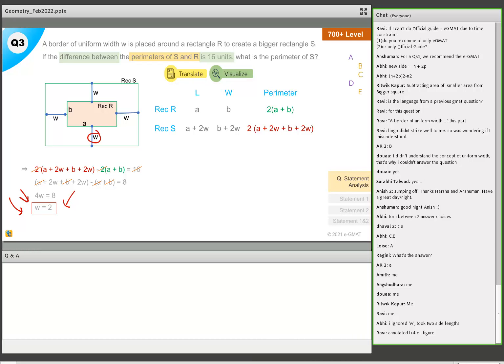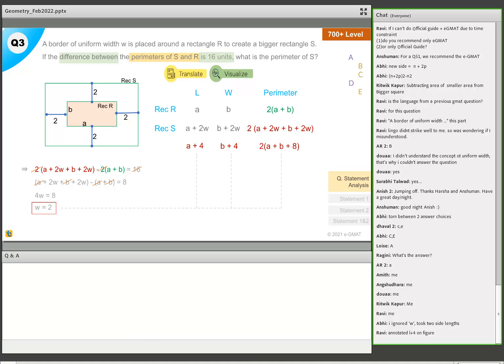What Ravi has said is exactly what you should be doing. If you found out that w equal to 2, you should be figuring out everything here before you jump to the answer statements, before you jump to statement 1 and statement 2. Or in other words, what can you say about the length? A plus 4. What can you say about the width? B plus 4, because w equal to 2. What can you say about the perimeter? 2 into a plus b plus 8.